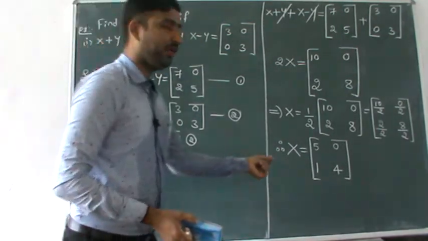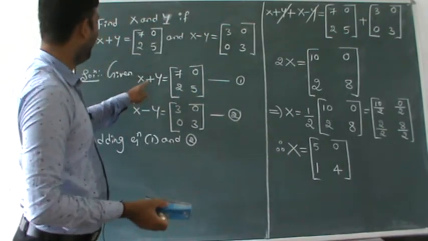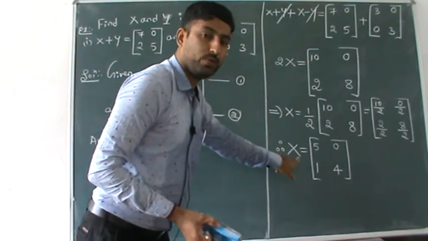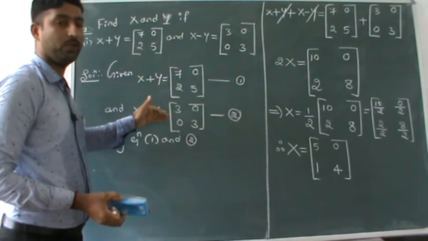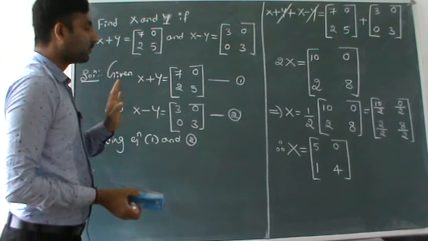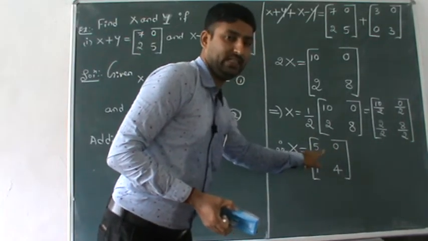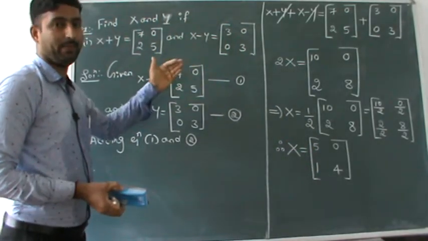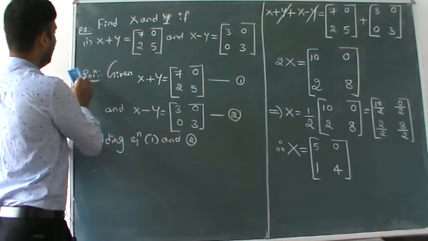Once you get the value of x, you can easily find the value of y with the help of either equation 1 or equation 2. Means you substitute the value of x in equation 1 or equation 2 to get the value of y. This holds when the elements of x are not fractions. If there is a fraction, again you have to work with the elimination method. Otherwise, you can use the substitution method.